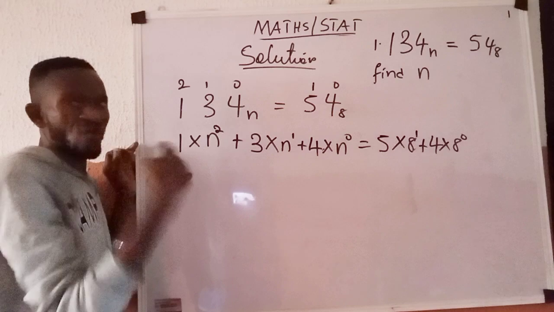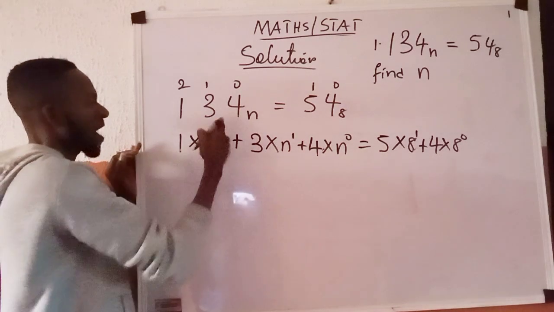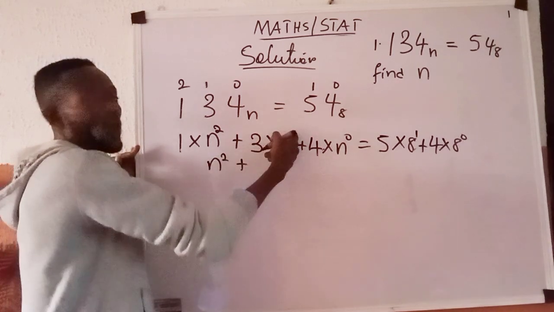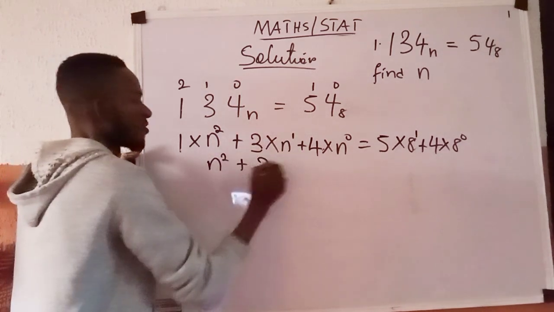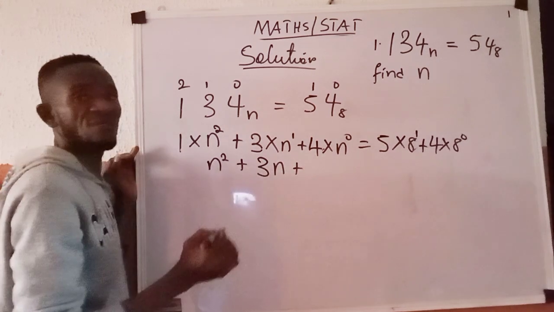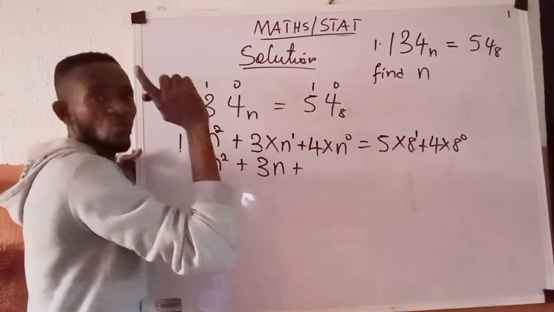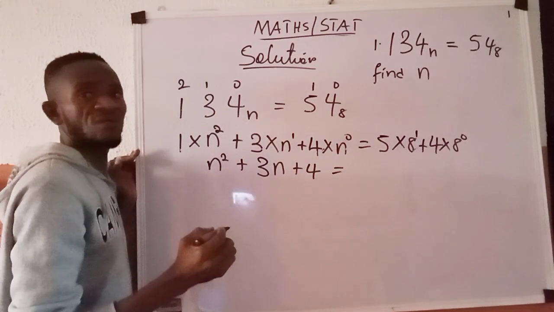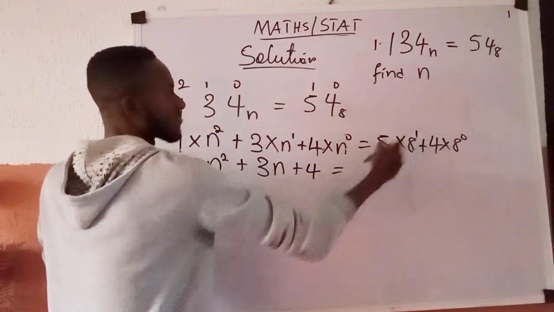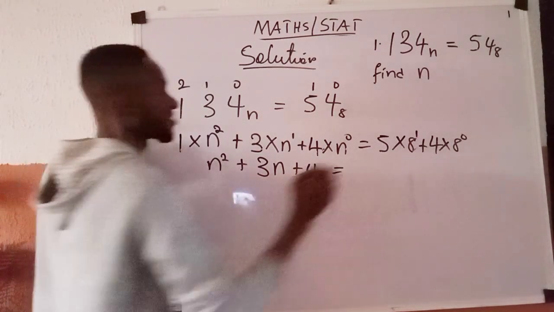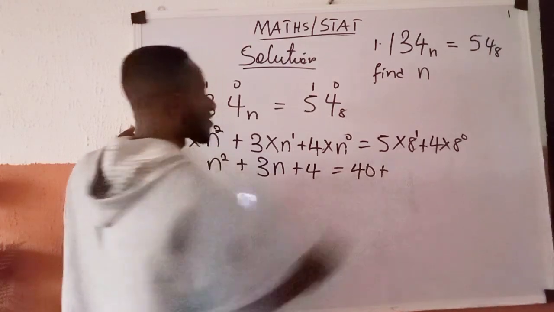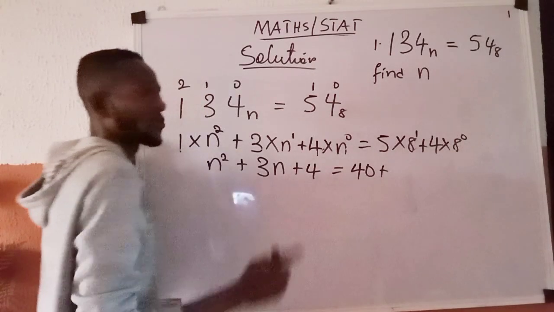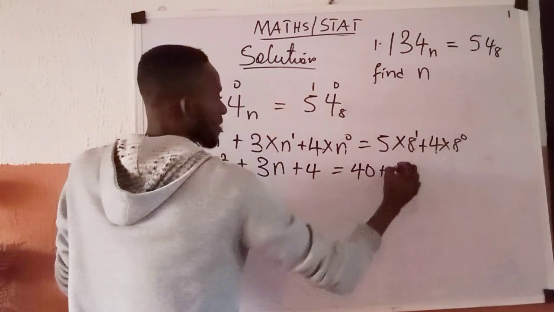When you have something in that nature, what do you do? You have 1 multiplied by n raised to power 2, which is n raised to power 2, plus, anything raised to power 1 is itself, so you have 3 times n, which is 3n, plus, anything raised to power 0 is 1, so you have 4 times 1, which is 4. This equals, of course, anything raised to power 1 is itself, so you have 5 times 8, and 5 times 8 is 40. So you have 40. Here, anything raised to power 0 is 1, so you have 4 times 1, which is 4.